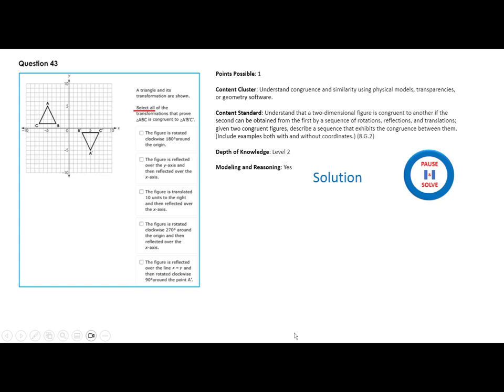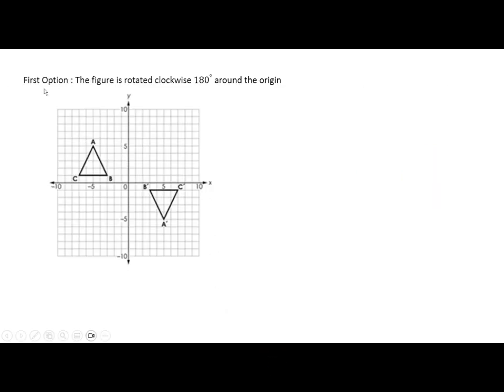This is an interesting question. A triangle and its transformations are shown. Select all. That means you might have more than one answer. Okay, so let's see all these options one at a time. The first option: the figure is rotated clockwise 180 degrees around the origin. If I rotate this 180 degrees around the origin, do I get this?